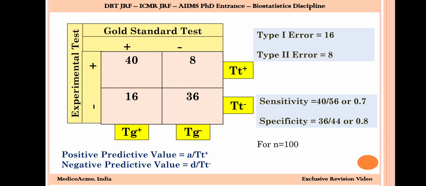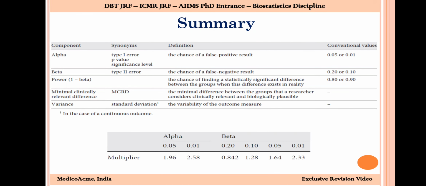So guys, summarizing all the things: alpha is type 1 error, and it is also known as the p-value or significance level. The definition is the chance of a false positive result, and it has a value of 0.05 or 0.01, basically 0.05 in all the papers and articles. Beta is equal to type 2 error, the chance of a false negative result, and it has a value of 0.20 or 0.10 depending on the experiment.